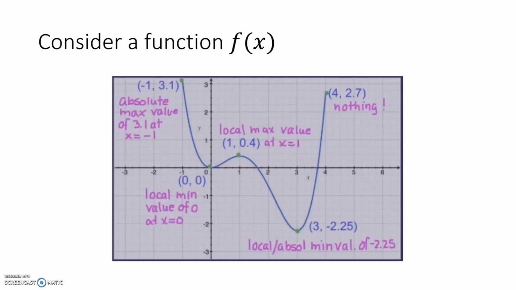So there they are. All this bottom one is also the absolute minimum because it's the lowest than anything. There's a local minimum at 0, but there's an absolute min at x equals 3 as well.